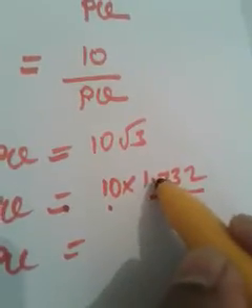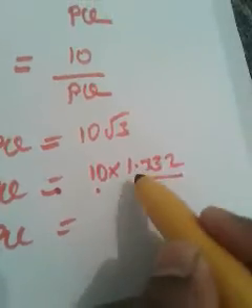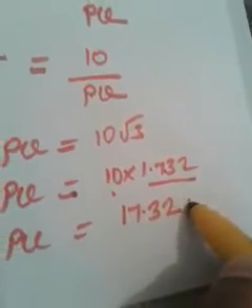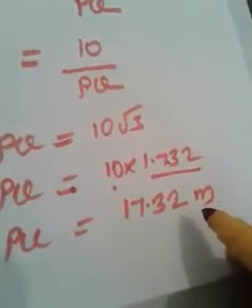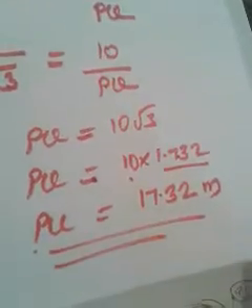If it is 100, this point will be here. Since it is 10, this point you can mark here, one position to the right side. That means 17.32 meter will be your answer. So PQ is equal to 17.32 meter.